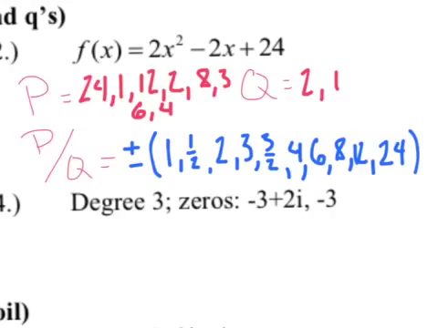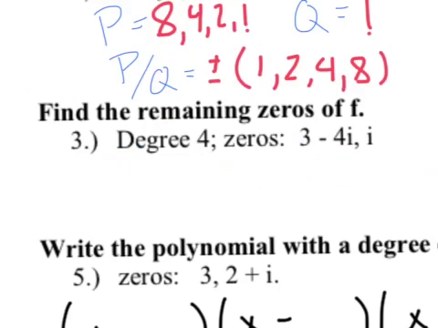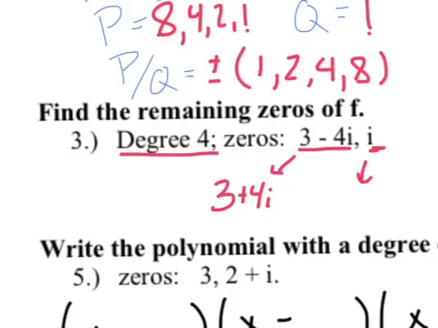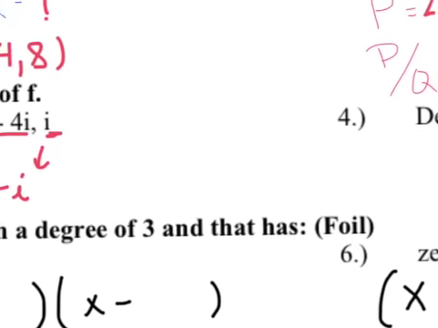Question number 3. Easiest question on the test. It says degree is 4. That means how many answers are there going to be? It means there's going to be 4. Here's one answer, 3 minus 4i. Here's another answer, i. Remember, they always come in pairs, so if 3 minus 4i is an answer, so is 3 plus 4i. If i is an answer, so is negative i. Done. Imaginary numbers always come in pairs with their conjugate.